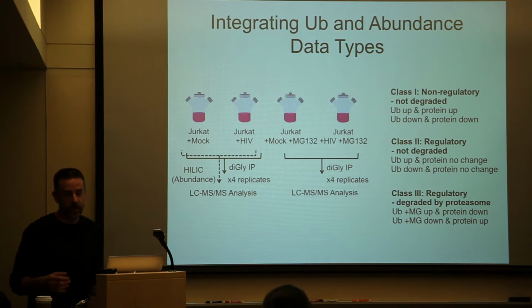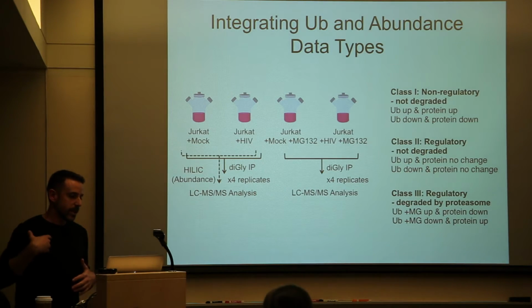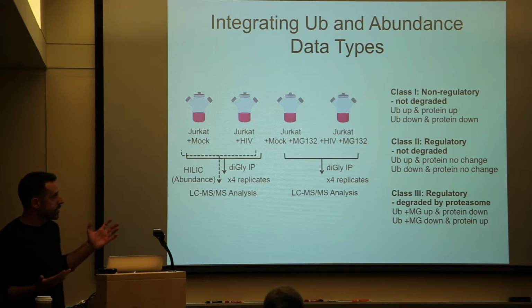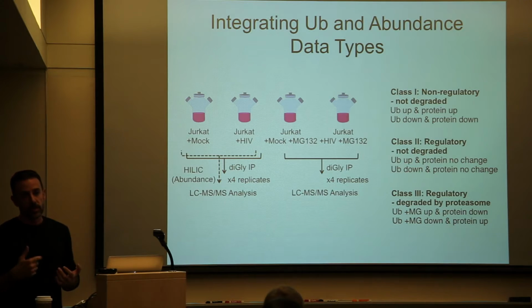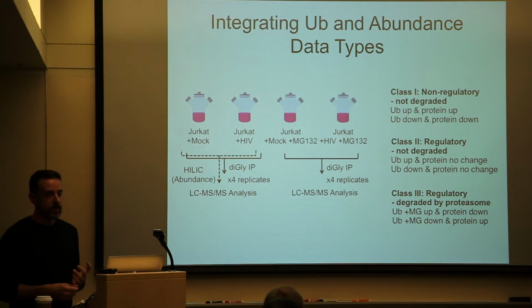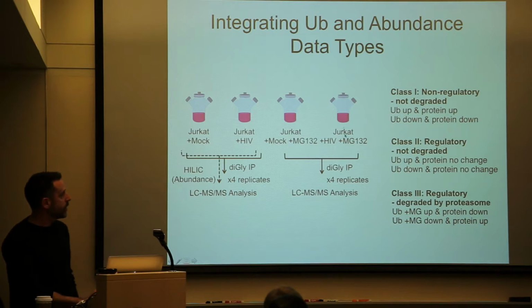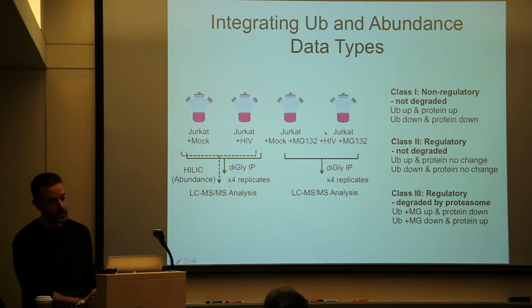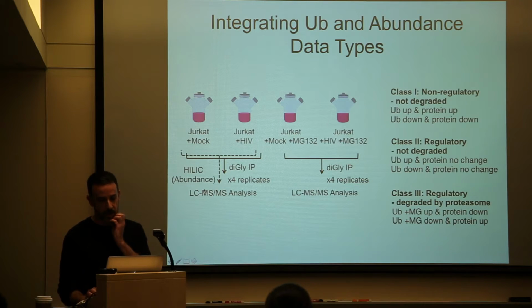One other approach is just by throwing a bunch of other conditions at it. And so here we're looking at the same system, Jurkat cells that are infected or uninfected with HIV, but now we're looking at ubiquitination. And so obviously for ubiquitin, if you block the proteasome, you can stabilize things that are ubiquitinated and degraded. So we did both the infections in the presence of MG132 or in the absence of MG132, as well as doing protein abundance measurements for those things.